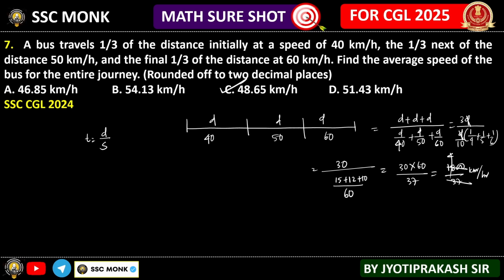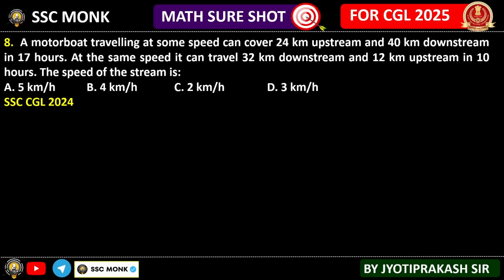Next. A motorboat traveling at some speed can cover 24 km upstream and 40 km downstream in 17 hours. And at the same speed, it can travel 32 km downstream and 12 km upstream in 10 hours. So 24 km upstream, that means boat minus stream, plus 40 km downstream, boat plus stream, is equal to 17 hours. Here 32 km downstream, boat plus stream, plus 12 km upstream, that is boat minus stream. So in order to solve it better, I will write it like this: 12 km upstream plus 32 km downstream is equal to 10 hours.